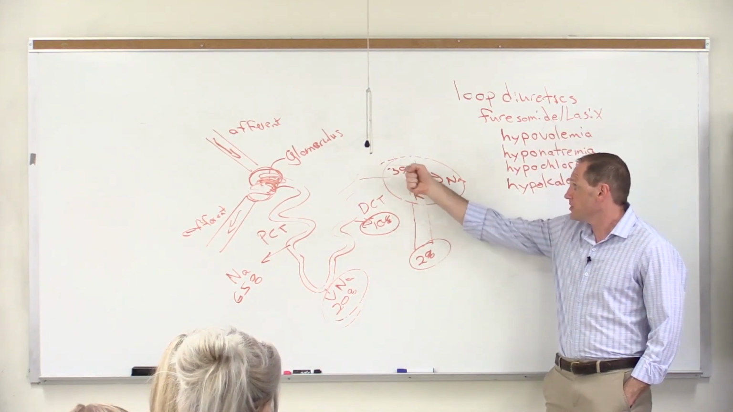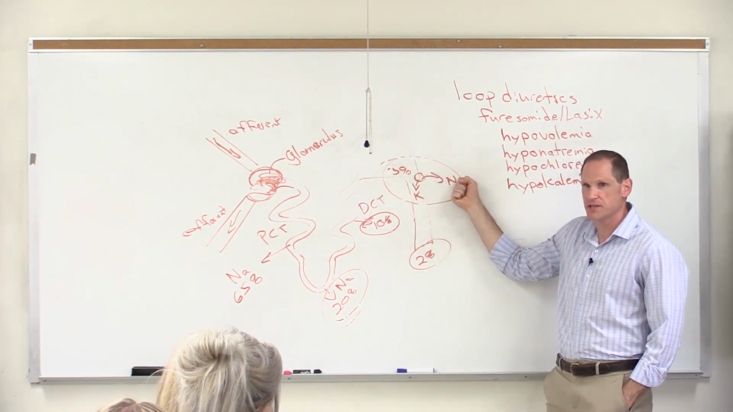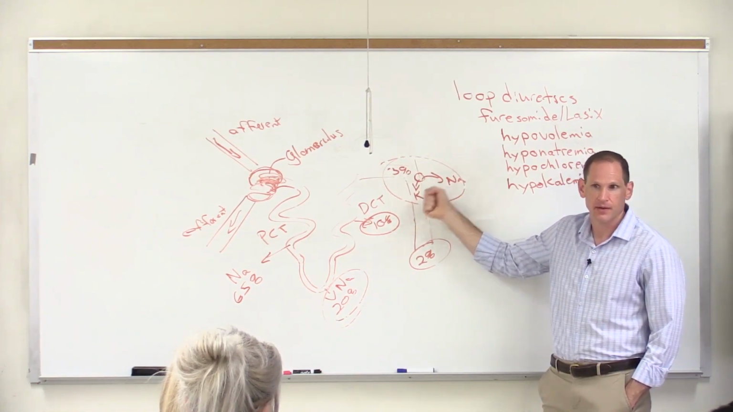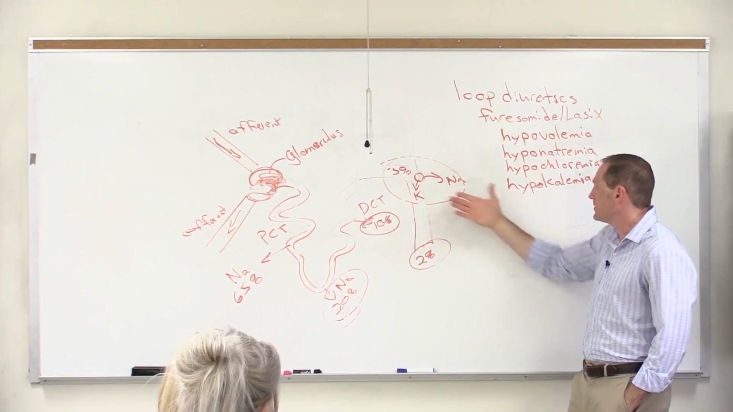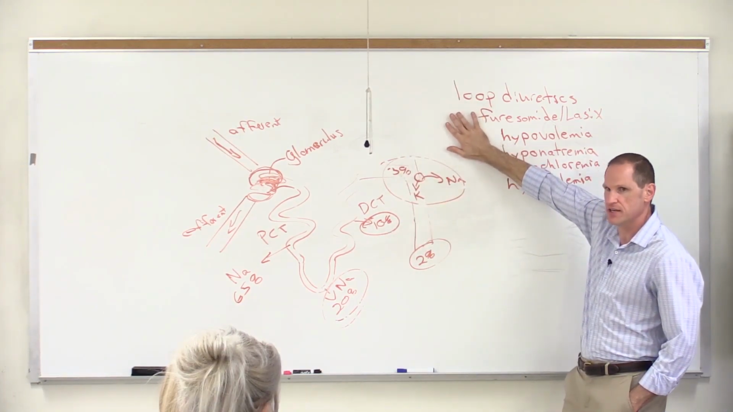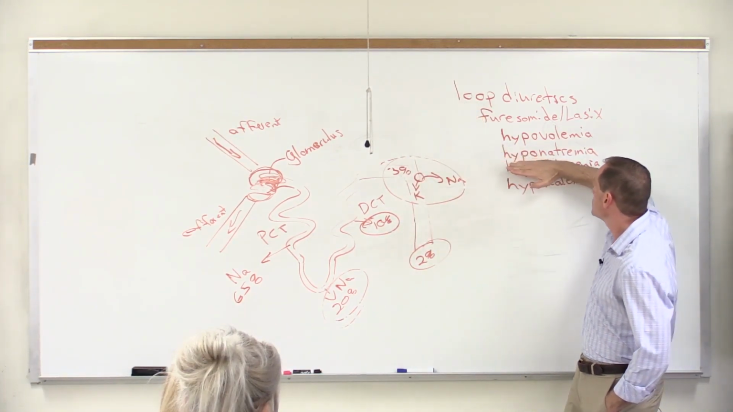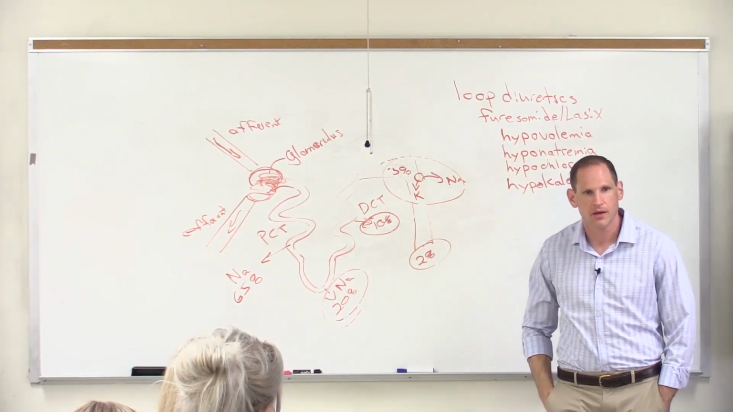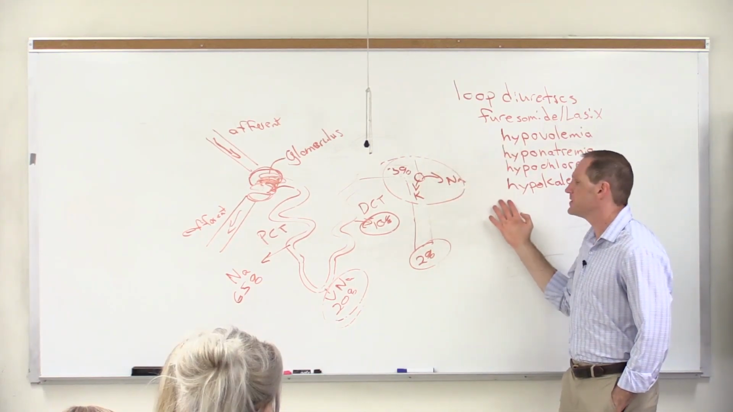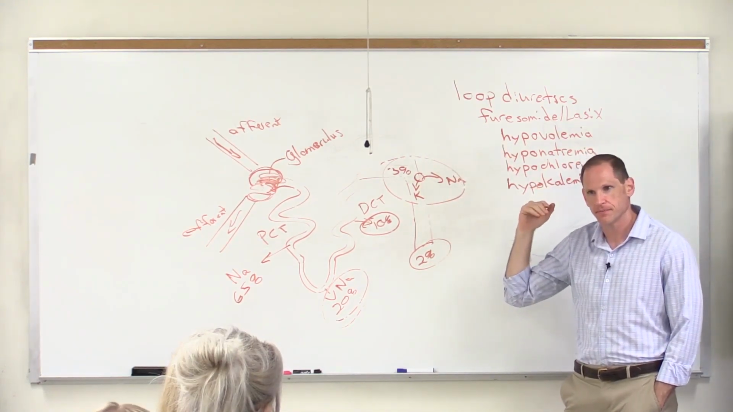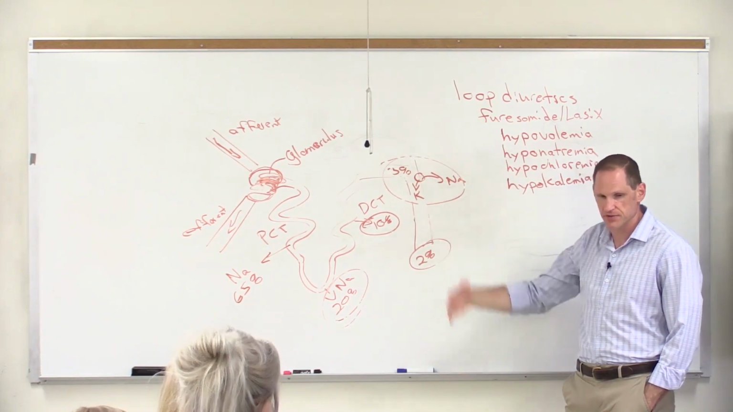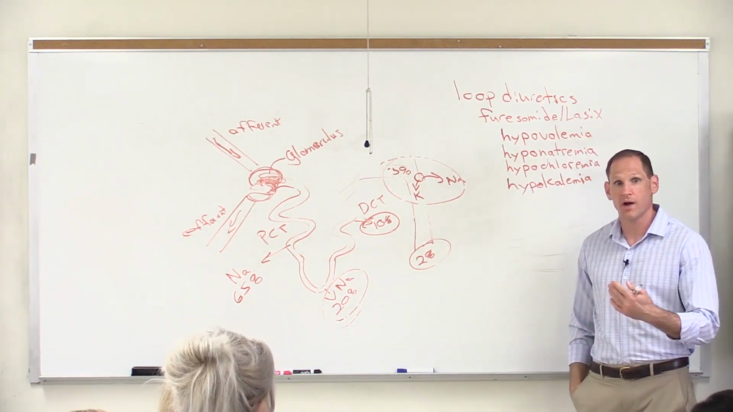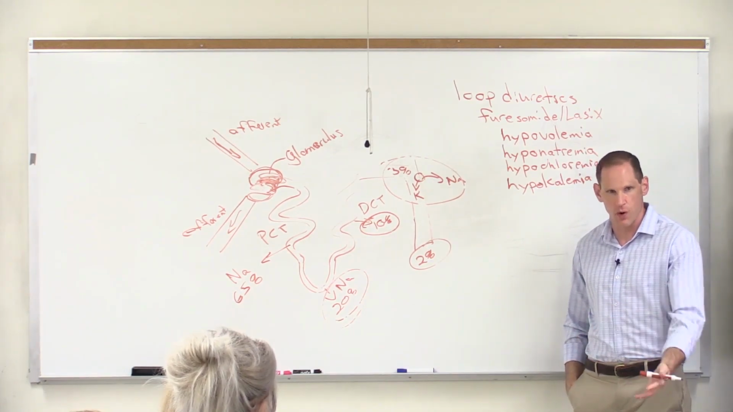So aldosterone causes sodium to be retained in the blood at the expense of secreting potassium into the urine. So when you have that compensatory mechanism as a side effect here, it's not enough to change the outcome with sodium, but it is enough to change the outcome with potassium. So all of these can potentially be low with loop diuretics.